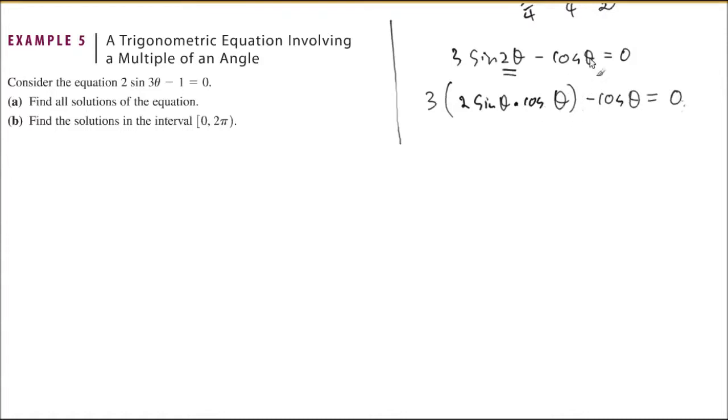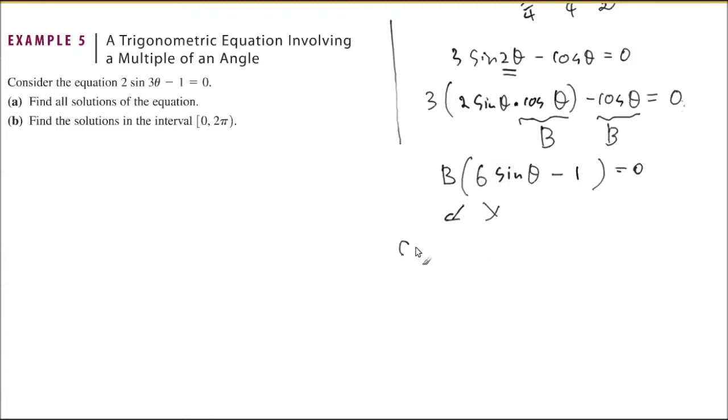Looking for something common. Cosine theta and sine 2 theta are not common, but after you do this, cosine theta and cosine theta are common. So we factored out cosine theta. We're left with 6 times sine theta minus what number here? 1. An invisible 1 left there. And then this must be 0. It was split into 2 equations: cosine theta must be 0, or 6 times sine theta minus 1 must be 0. Before there was one equation. Because of the factoring and the right-hand side being 0, we split into 2 equations and handle these 2 equations separately, right?